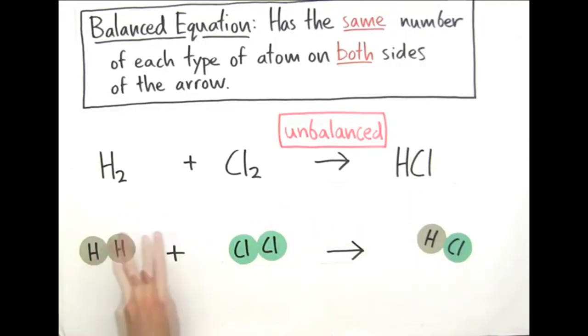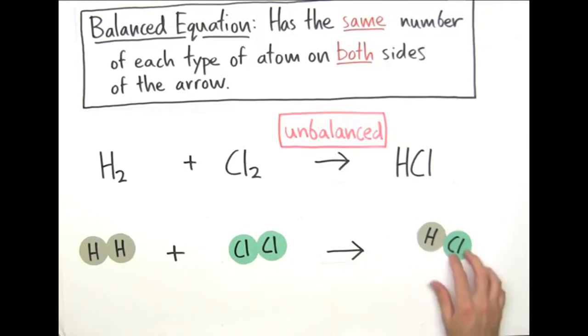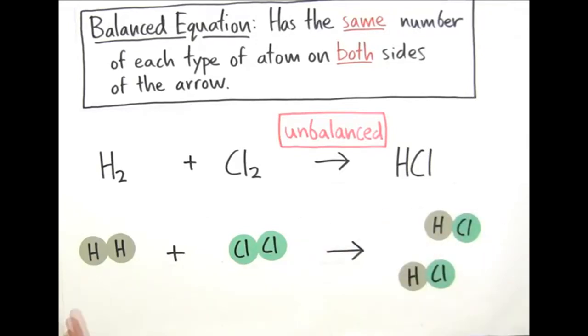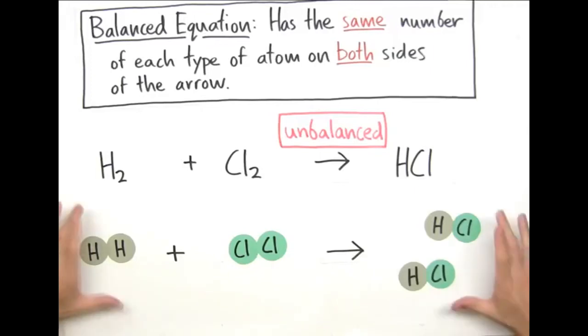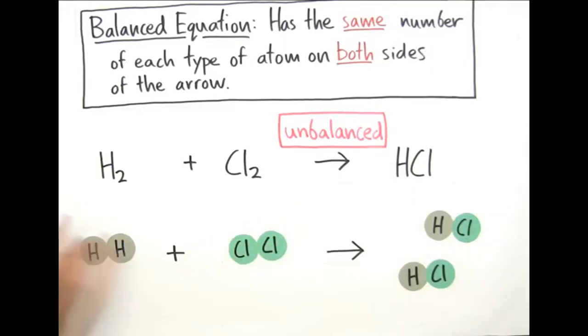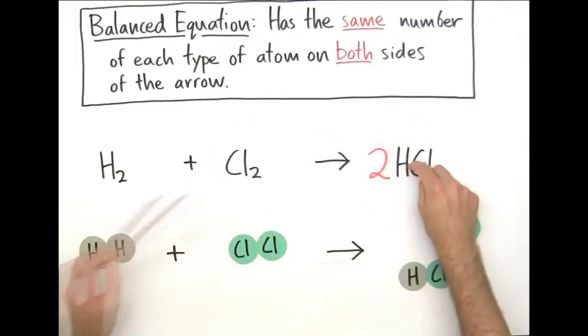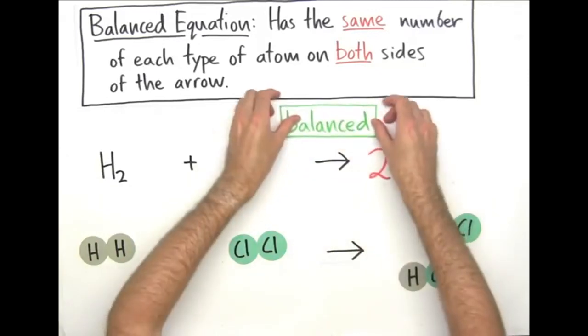We have 2 hydrogens here, 2 chlorines here, 1 hydrogen, 1 chlorine. So if I get another one of these, if I have 2 of these, we'll then have 2 hydrogens here, 2 hydrogens on this side, 2 chlorines on this side, 2 chlorines on this side, and now this equation is balanced. Okay, so we've balanced the visual version of it. To balance the written equation, we'll put a 2 in front of the HCl here to show that we have 2 of these, and now the equation is balanced.